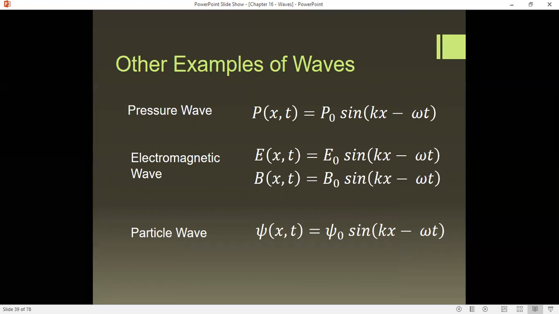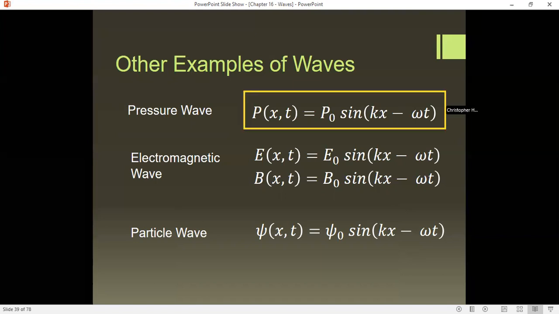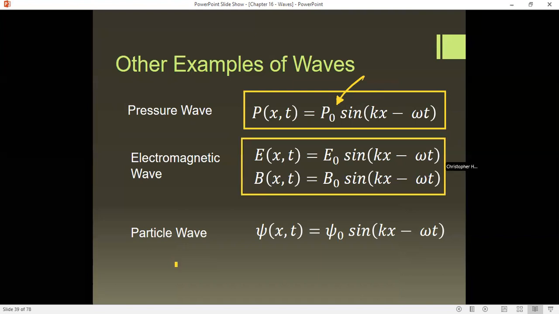So we're not going to do a lot with these harmonic waves, but you can see how they could be used in different applications, like sound waves. We could talk about pressure as a function of distance and time, where P0 represents the amplitude of the pressure. In this case down here, we have both the electric field and the magnetic field oscillating in time. E naught would be the maximum electric field. B naught would be the maximum magnetic field.